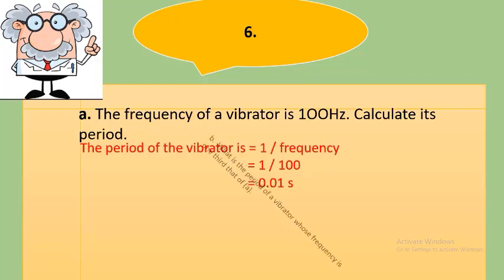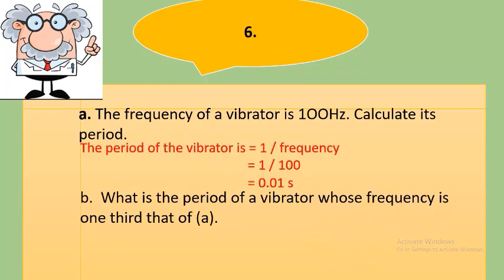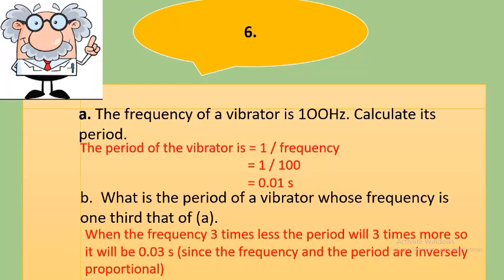What is the period of a vibrator whose frequency is 1/3 of that of A? Here we don't have to calculate, we just have to remember that the frequency and the period are inversely proportional. So when the frequency is 3 times less, the period will be 3 times more. So it will be 0.03 seconds. Again, we say this since the frequency and the period are inversely proportional to each other.